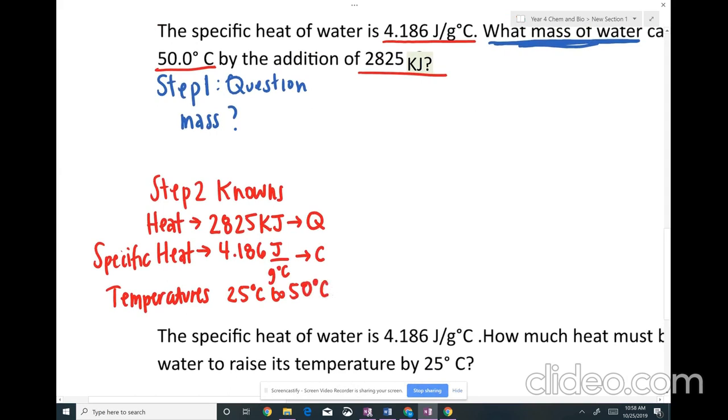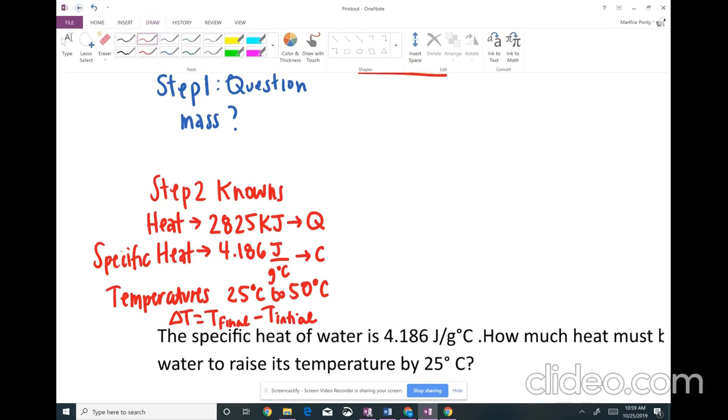So now what we have to do is actually find a delta T. We have to find the difference between this 25 and 50. So delta T is equal to T final minus T initial. What we started with was 25 degrees, so since we started with 25 degrees, I'm going to give myself a little bit of room here.